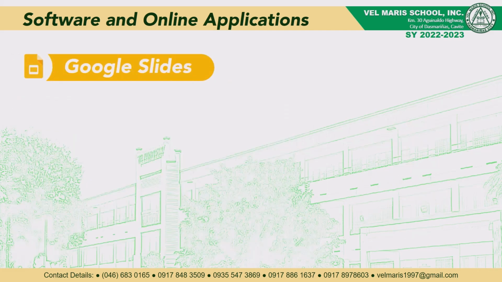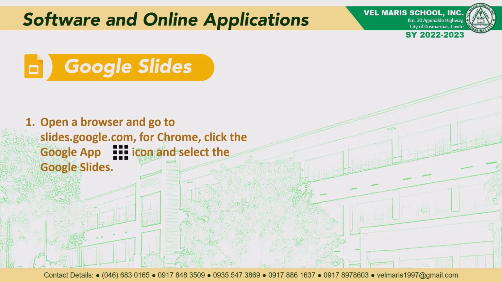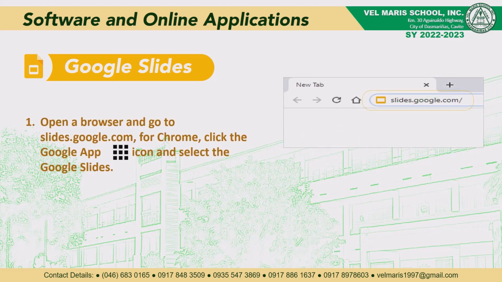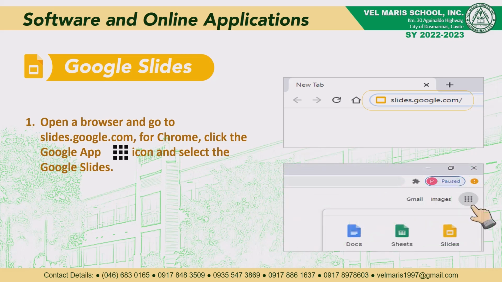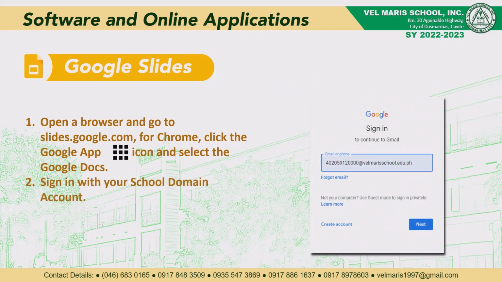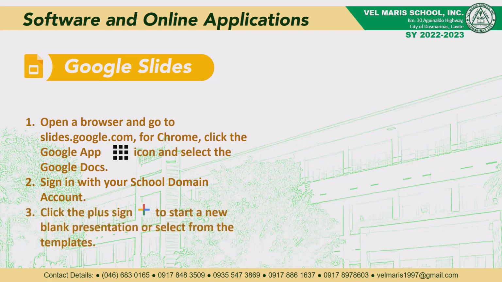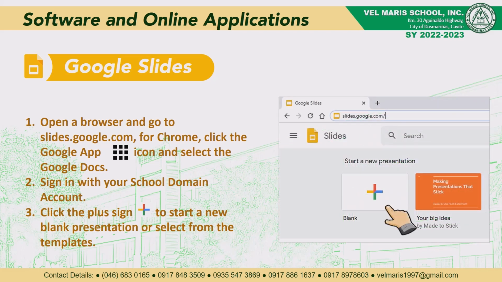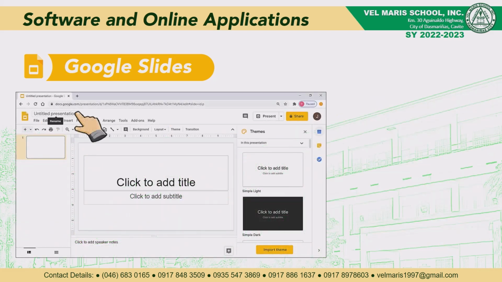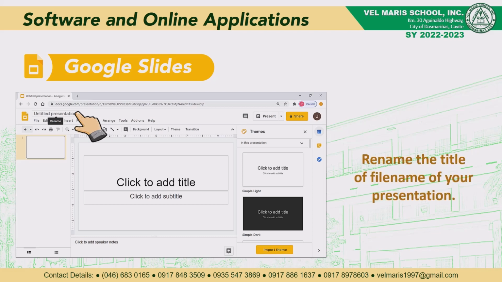Another Google app is the Google Slides. To access this application, first open a browser and go to slides.google.com. For Chrome, click the Google app icon and select the Google Slides. Sign in with your school domain account. Once you open the Google Slides, click the colorful plus sign to start a new blank presentation or select from the templates. In your new presentation, rename the title or file name.